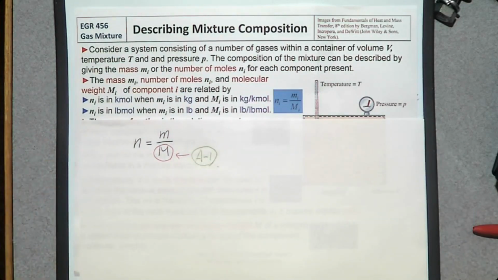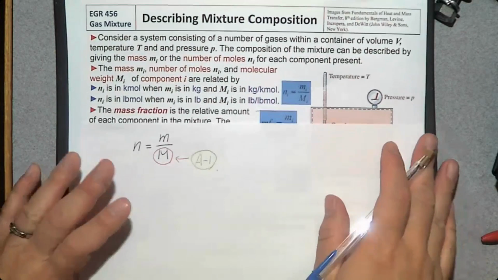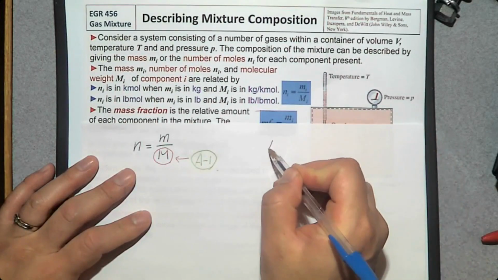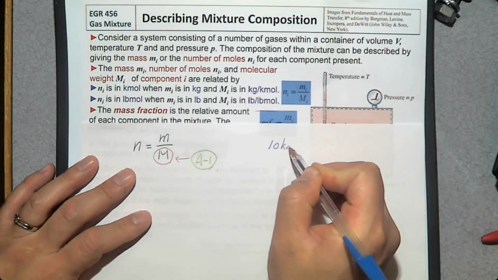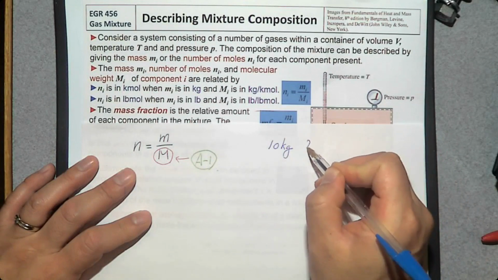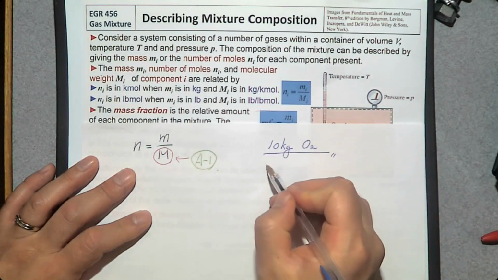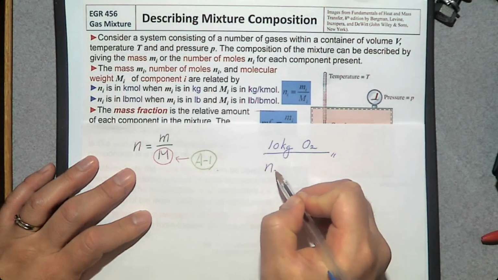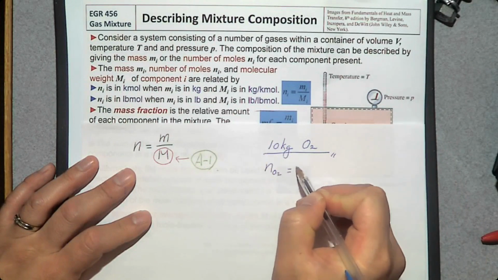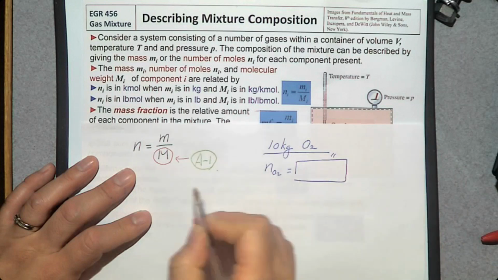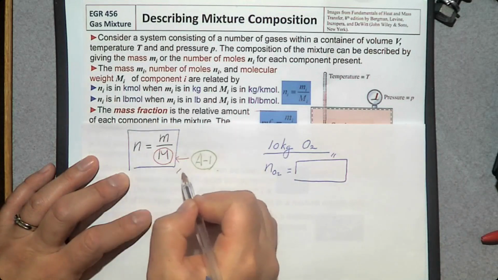So if you want to determine how many moles are in your system when you have, for example, 10 kilograms of oxygen, then we can use this equation.